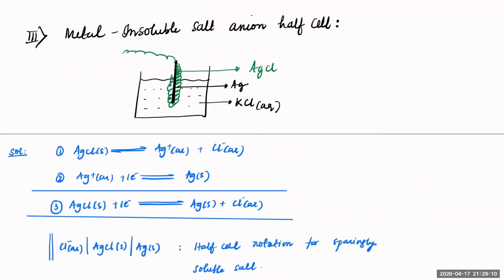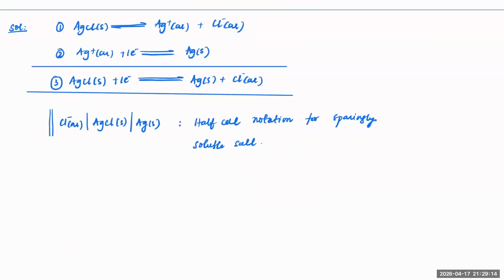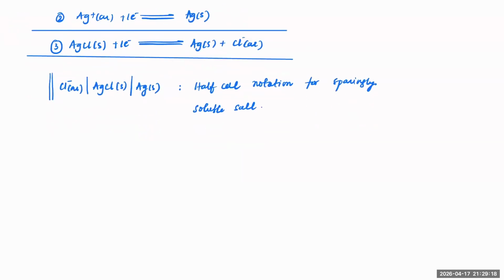Got it? What if you have this as the anode? This is the cathode, where we have an electron gained. Anode has an electron lost. How does it look?